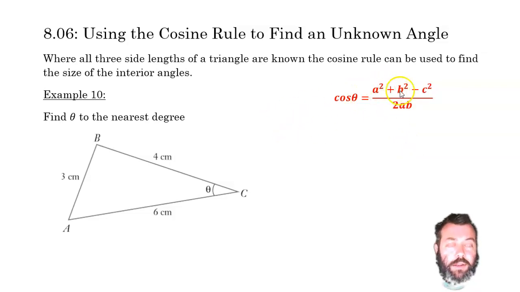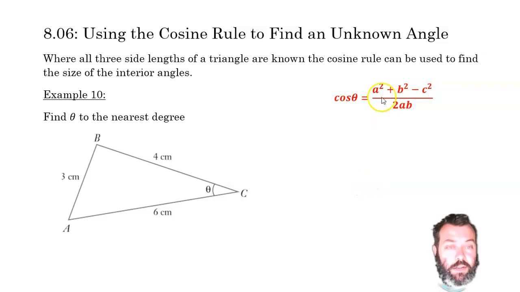But it is important that the a and b in this case are going to be the 4 and 6. 4 and 6, 6 and 4, it doesn't matter. They're squared and added together, and we also divide by twice their product. c, the one that's squared and subtracted, and isn't part of the denominator, is the one side that's opposite the angle we're going to find. So 3 matches up with this angle here. So it's really important you get those in the right spot.